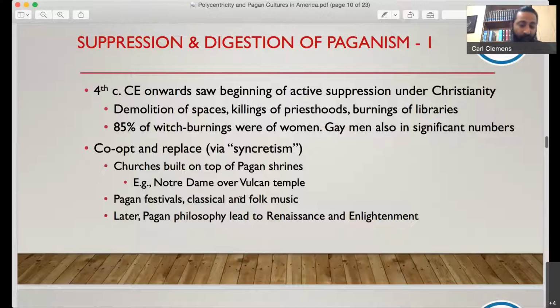Also, many pagan festivals on the equinoxes, on the solstices, Thanksgiving, honoring the dead and the ghosts. Thanksgiving, Halloween, Christmas, Easter, they're all images of pagan festivals, both in Europe as well as the Middle East. So pagan festivals, classical and folk music. Later on, pagan philosophy also led to the Renaissance and Enlightenment, basically Greek and Roman philosophy.